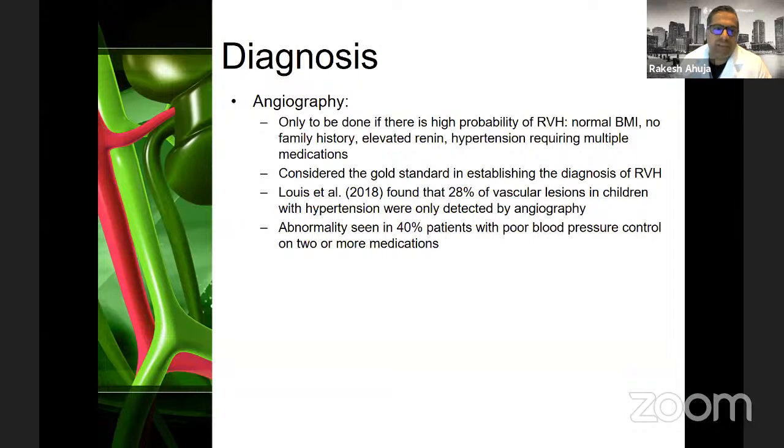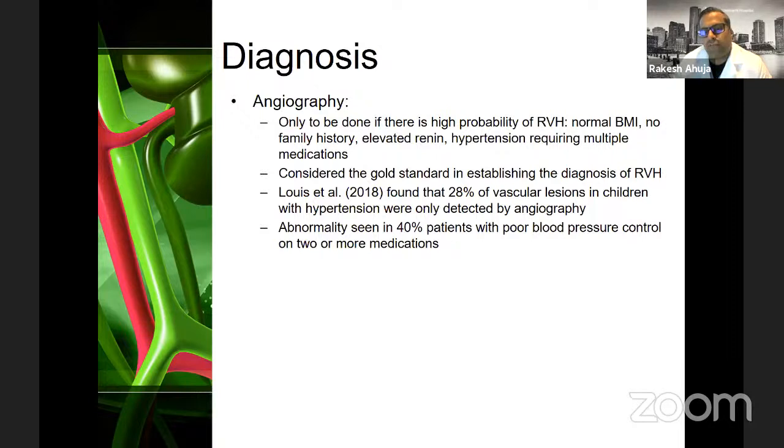Angiography should be done only if there is a high probability of RVH, although it is considered the gold standard in establishing the diagnosis. Angiography can be considered when the patient has a normal BMI, no family history, elevated renin levels, and hypertension requiring multiple medications. The diagnosis can be bumped up to angiography directly. I mean, ultrasound, yes, but after that, angiography can be the intervention because it's also therapeutic.